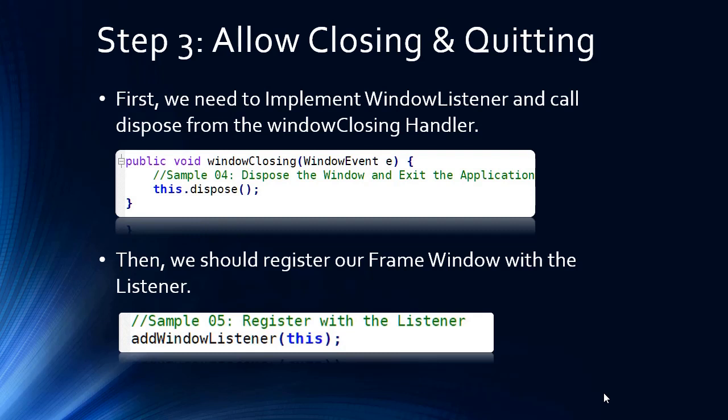Then one of the methods is the window closing, and inside that we make a call to this dot dispose. Then we add the listener to the frame window. Alright, now let us run this in Eclipse.